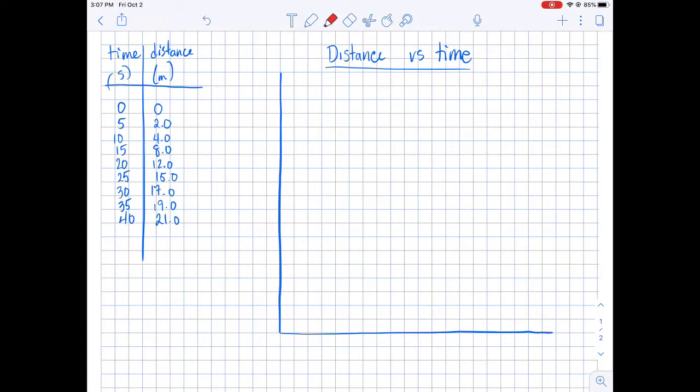So first of all, my data is over here. I've got time, and my time runs up to 40 seconds. For any distance-time graph, the distance in meters goes on the y-axis and time in seconds goes on the x-axis. Every time we graph, we try to put the manipulated variable on the x-axis and the responding variable on the y-axis. But if it's something like distance versus time, distance is going to be on your y-axis, time is on your x-axis. If it was something like velocity-time, velocity goes on your y-axis and time goes on your x-axis.